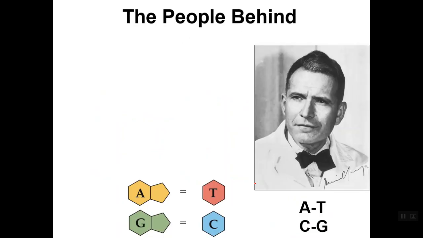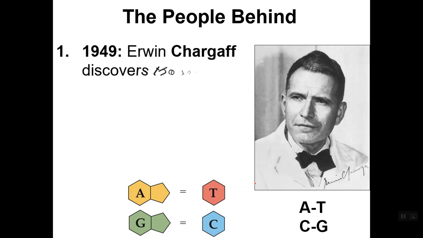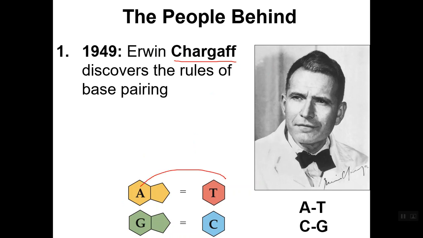All right, that's the structure of DNA. Let's look at the people. Chargaff uncovered the rules of base pairing, which means he figured out that A is bonded to T's and that G is bonded to C's. That's what base pairing is.